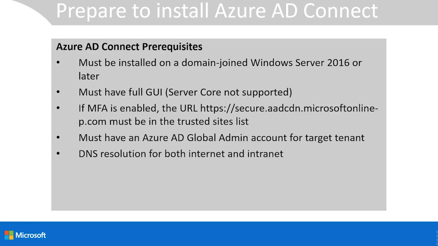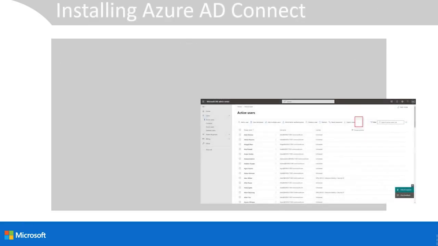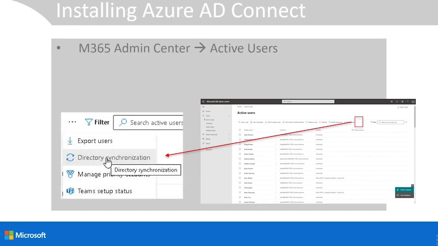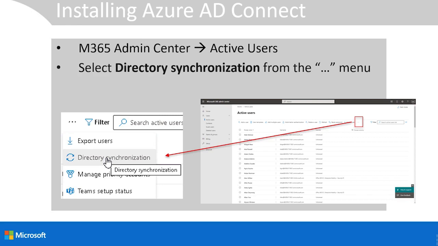DNS resolution has to be correctly configured for both the internet and the intranet. And you have to have PowerShell version 5 and .NET Framework 4.5.1. To install Azure AD Connect, you just go to the Active Users page in the Microsoft 365 Admin Center and select Directory Synchronization from the ellipsis menu.